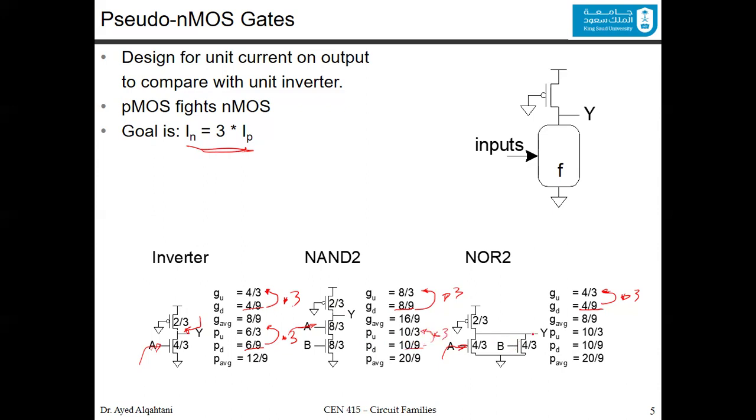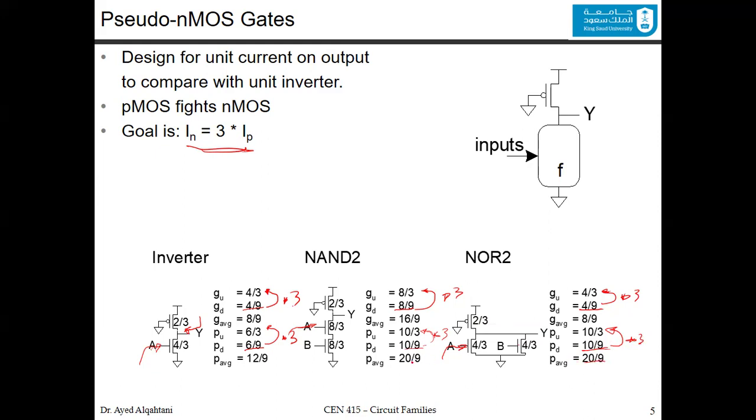Again here, now the output is connected to this node and this node and this node, so you add them together. 4 and 4 and 2 is going to be 10/3. So 10/3, you divide it by 3 to compare it to the inverter, and this is 10/9. And then you multiply by 3 to get this one. And that's how to find the parasitic.